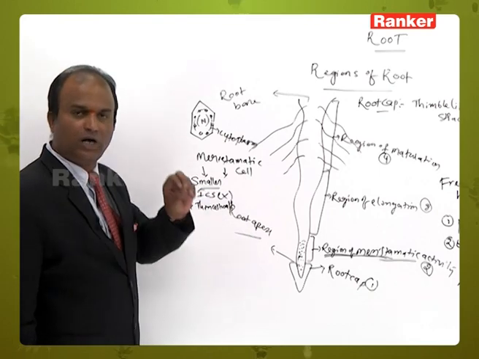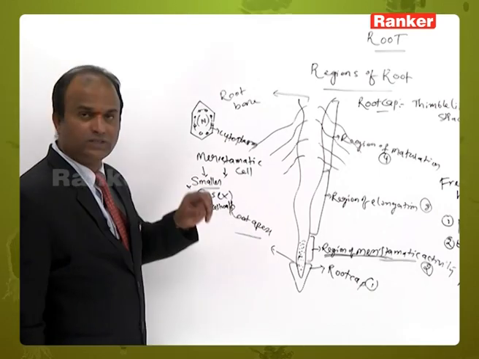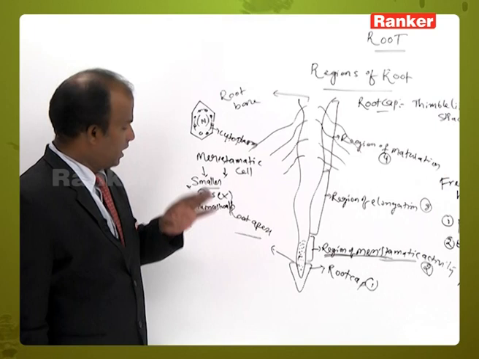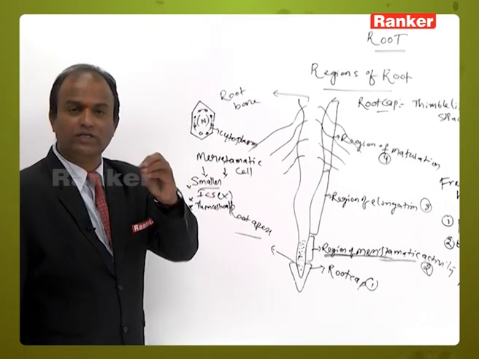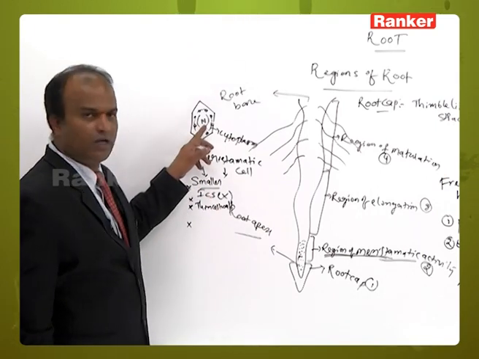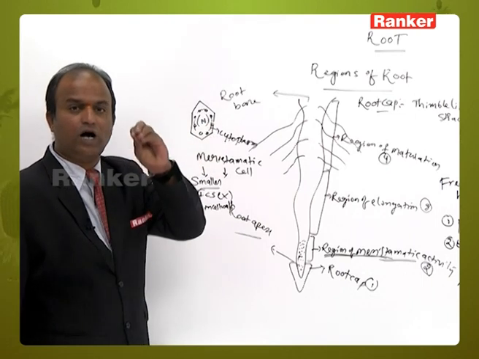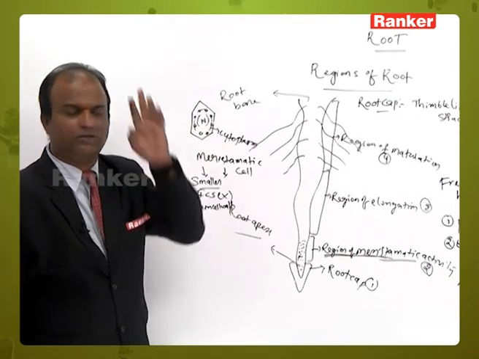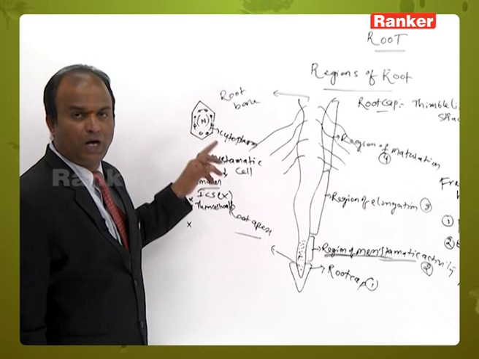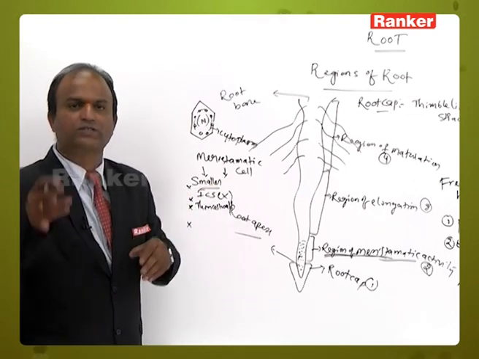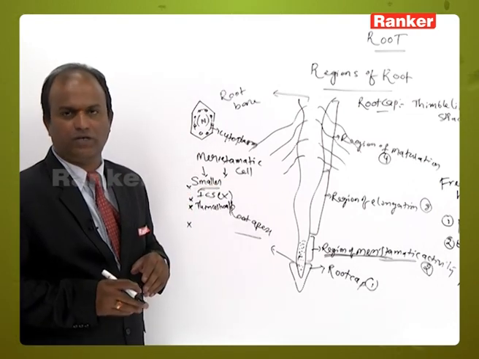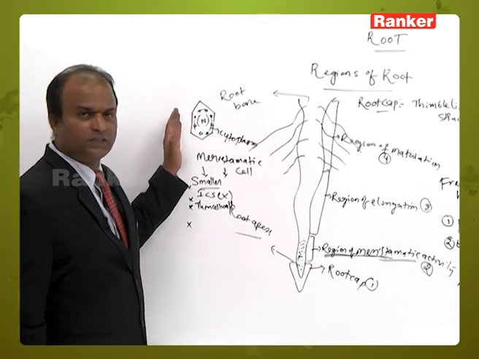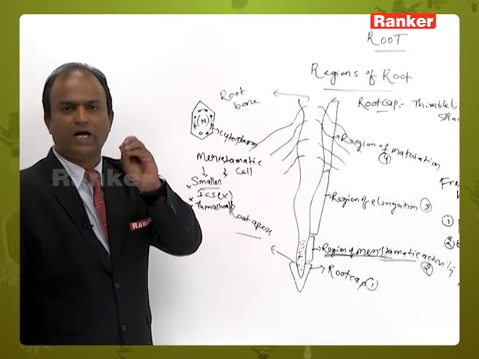The cells are smaller in size, the intercellular spaces are completely absent, and it shows thin cell walls, whereas the big conspicuous nucleus occupies the center of the meristematic cell, and small vacuoles are present. These are the characteristic features of the meristematic cell.